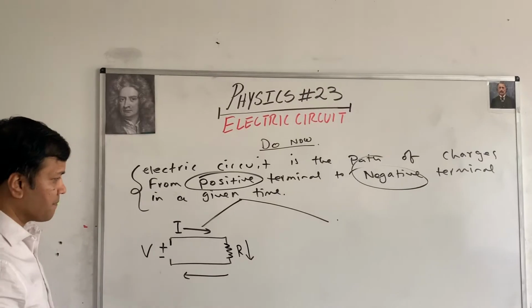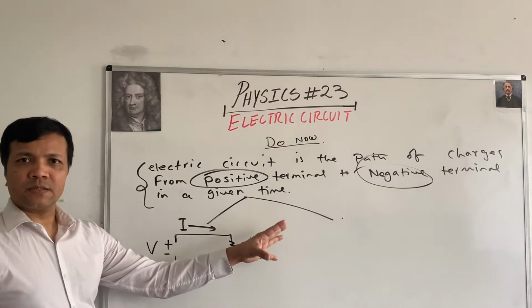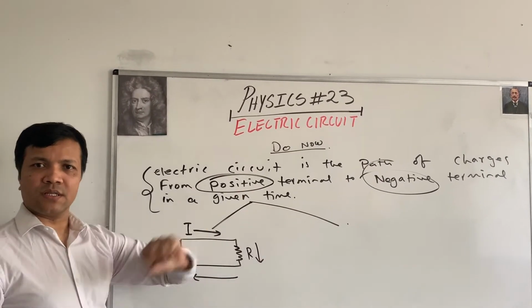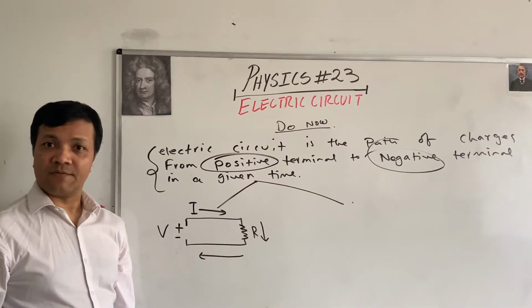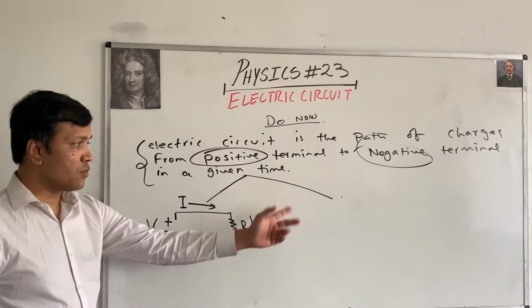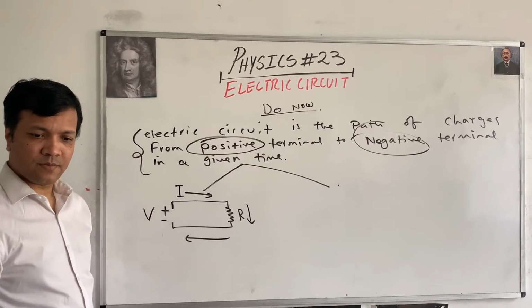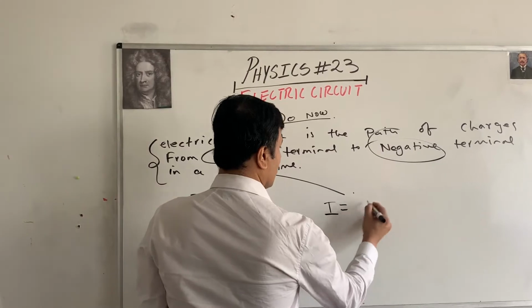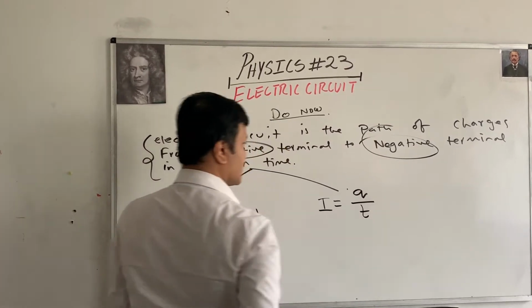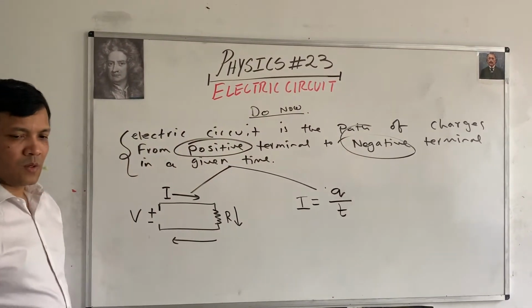Okay. Now we're gonna write the equation version of this definition of electric circuit. What would be the equation? Anybody? V equals I R. I is equal to Q over T.